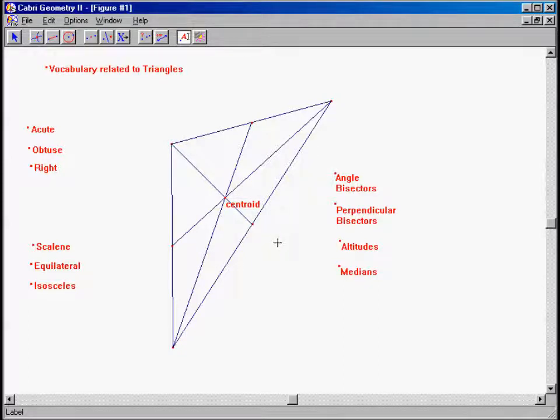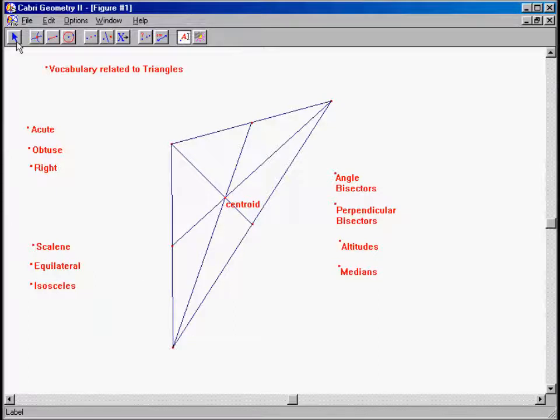Centroid. Sounds like center, and really what it is, it's the center of gravity for the triangle. If you make a triangle out of cardboard, or even out of a piece of metal, uniform thickness, and you draw the medians and you locate the midpoint, you could take a pencil and balance that triangle on that point. It's the center of gravity.